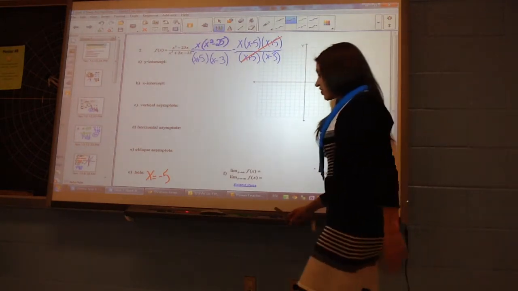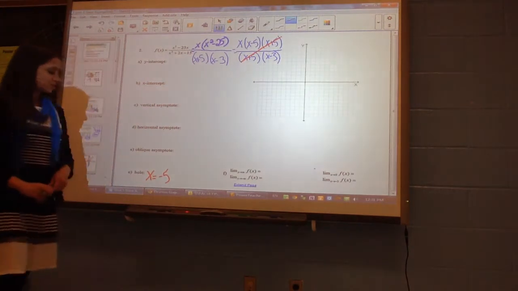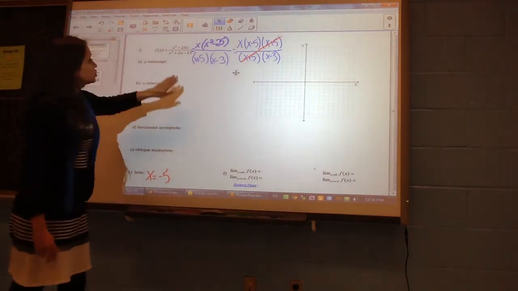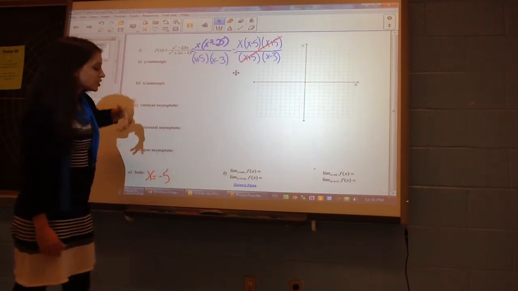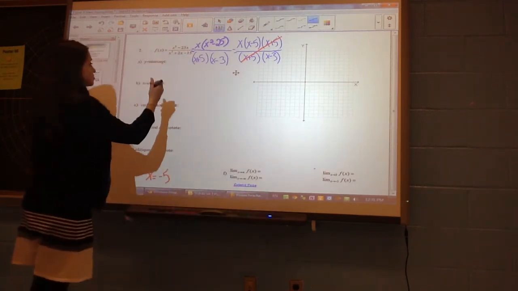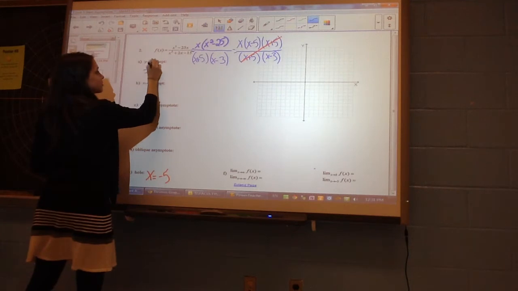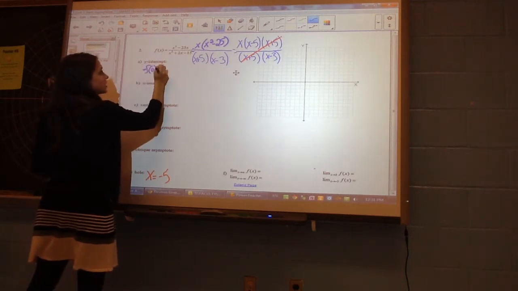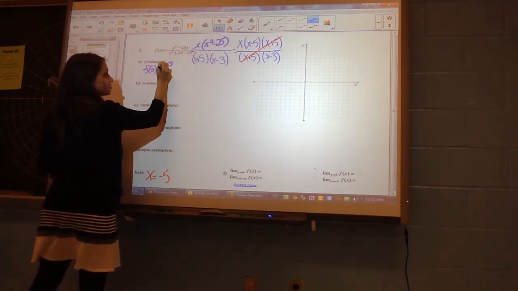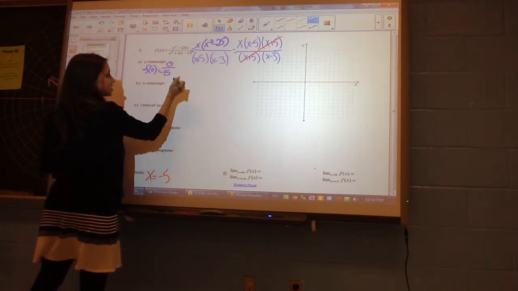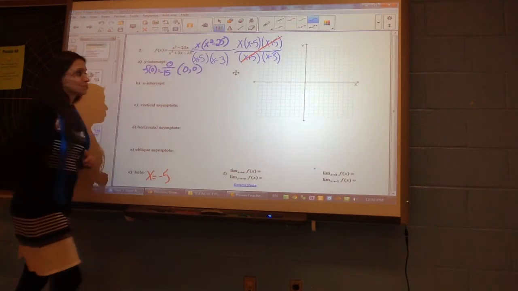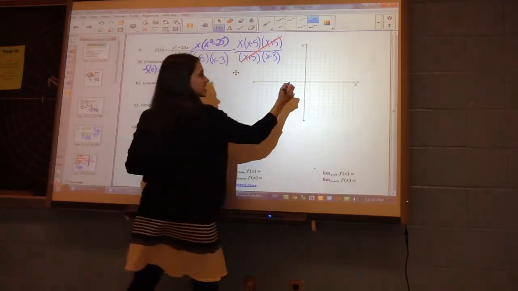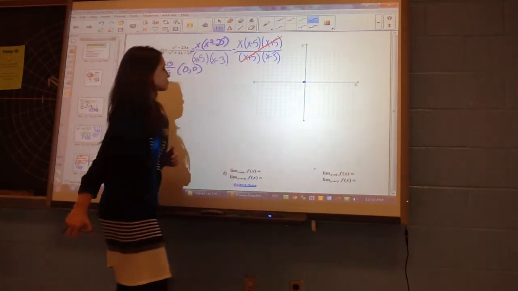Now let's go back and find all of these points. The y-intercept: you're going to cover up the x values. I'm going to plug 0 in. F of 0 is going to leave me with 0 in my numerator, negative 15 in my denominator, which means my y-intercept is at 0, 0. I've got an intercept right here.